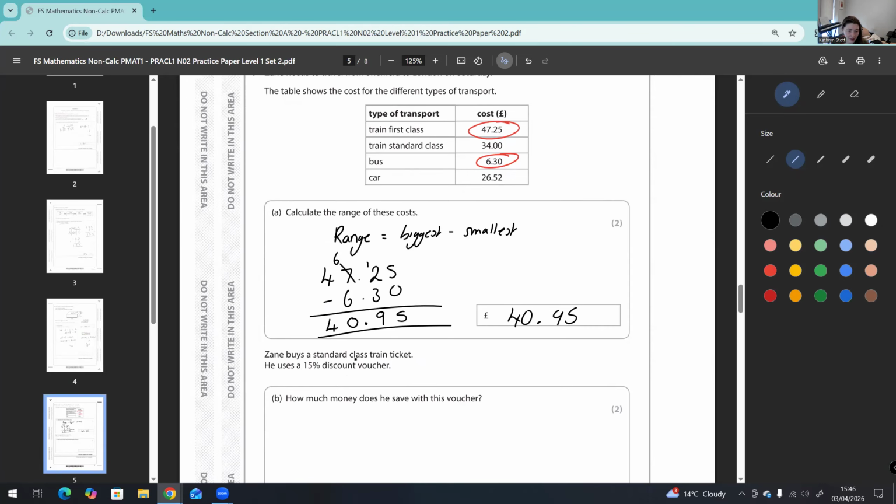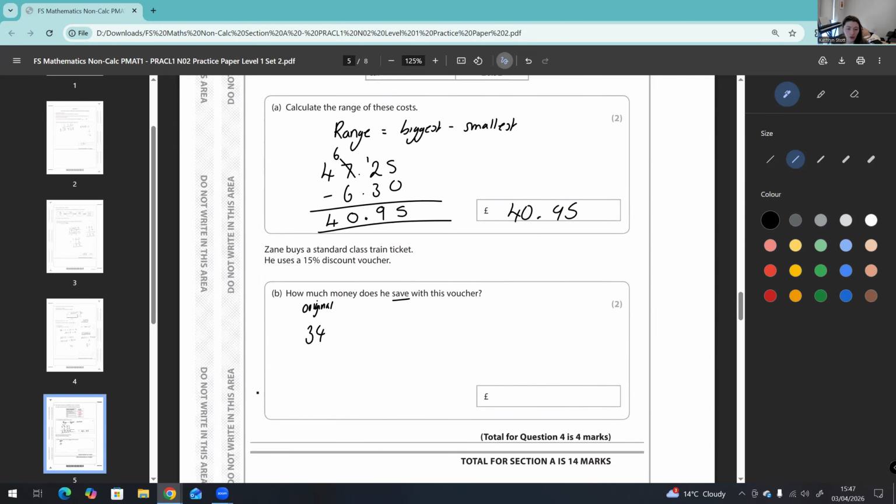Zane buys a standard class train ticket. He uses a 15% discount voucher. How much money does he save with the voucher? So we don't actually care about how much he pays. We're interested in how much he saves. So let's first identify how much a standard train ticket is. It is £34 and no pence. So that's our original.